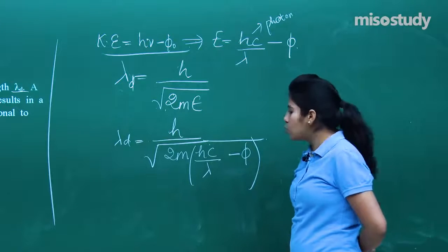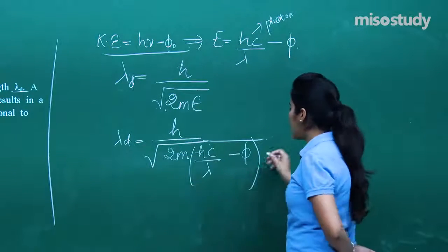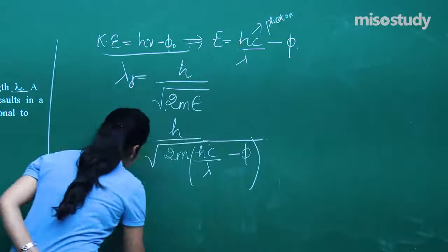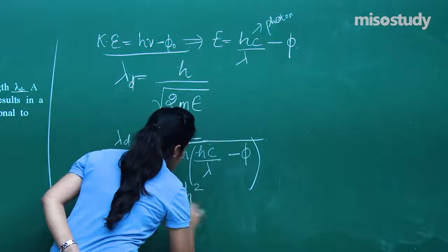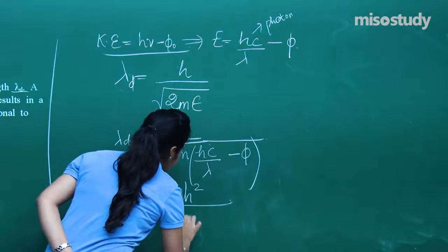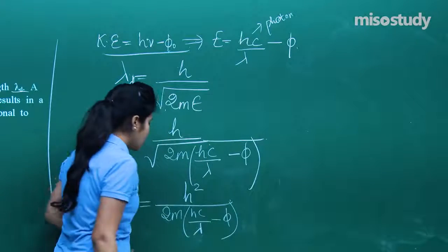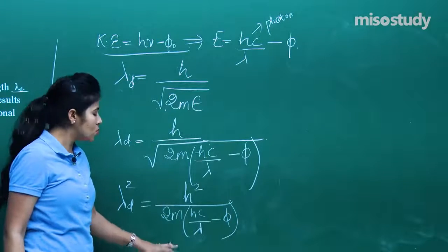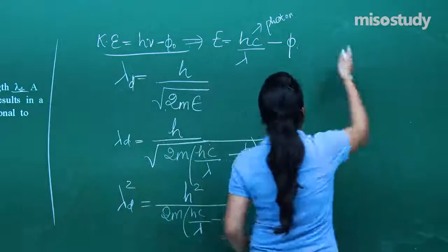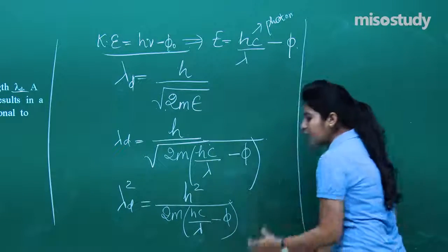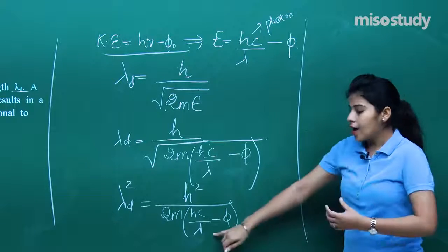Now what you can do here is take the square of this. So you will have lambda d square equals h square divided by 2m into hc by lambda minus phi. Now you have this equation with you. The question has now become simpler, because I can see a way, I can see hope that I will be finding a ratio between lambda d and lambda.